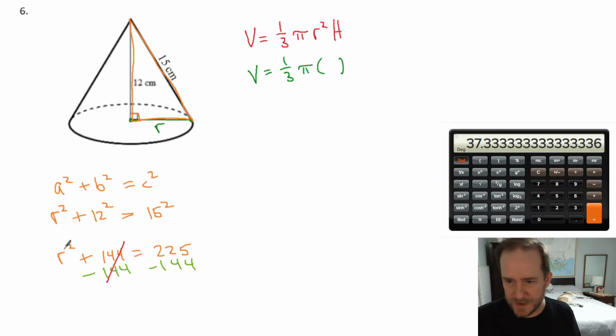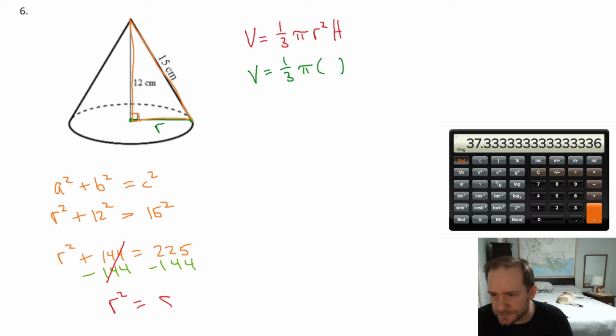Those will cancel. We still got r squared, and it equals what? 81. So 81 is not the answer though, because we still have r squared. So you need to take the square root. And square root of r squared is r. Square root of 81 is 9.